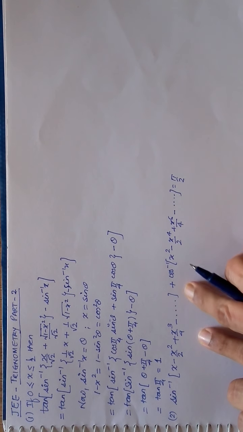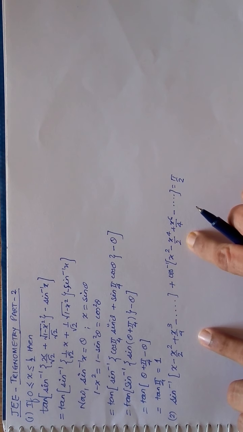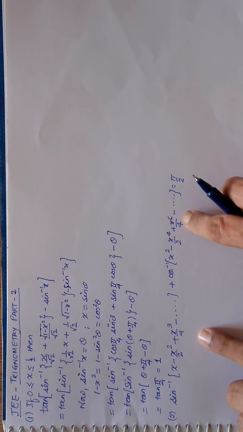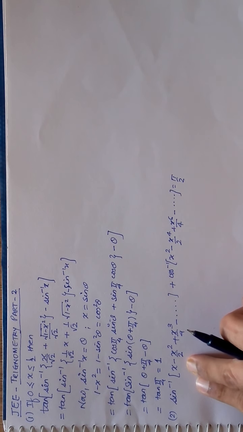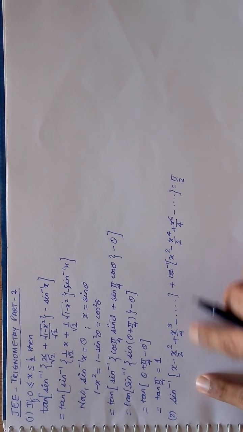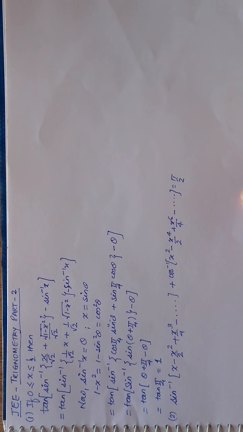And here also, cos inverse of (x square minus x raised to 4 by 2 plus x raised to 6 by 4 minus...). Here also alternate plus minus are there, but the ratio of sine inverse and the ratio of cos inverse are different, right? If they were the same, then directly we could have used the property that sine inverse x plus cos inverse x is equal to pi by 2, but that is not there. So I need to solve this.